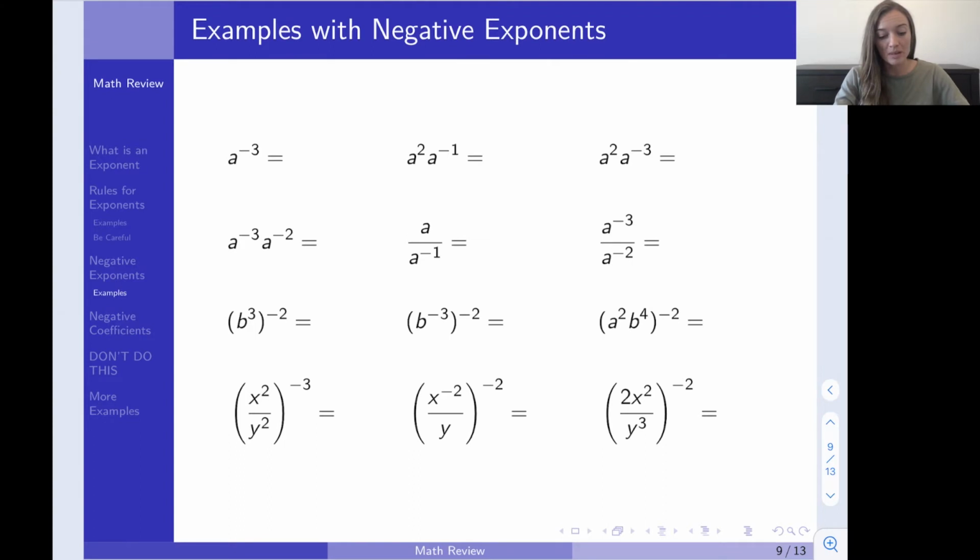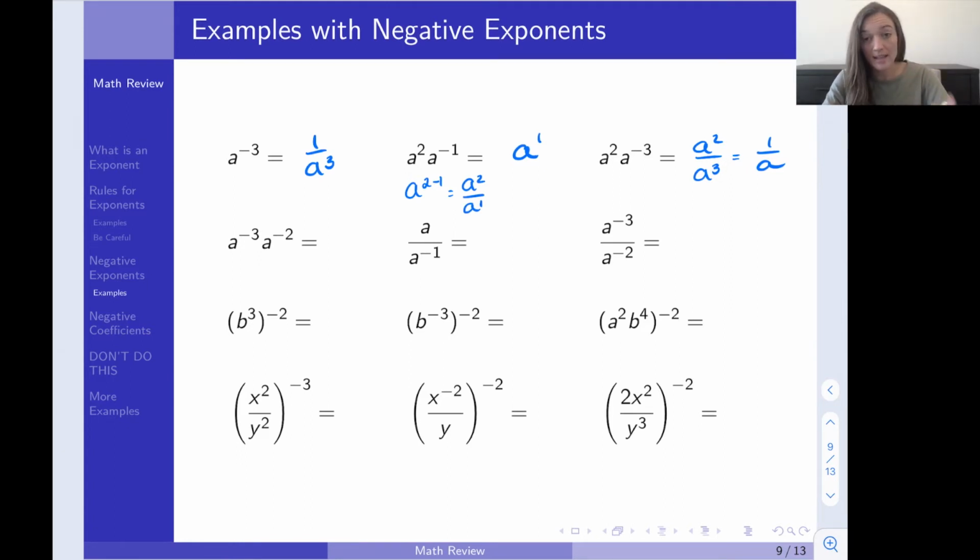Okay, now let's do some examples with negative exponents. So a to the negative 3 is just 1 over a cubed. a squared times a to the negative 1 is going to be a to the 2 minus 1, or you could also think of that as a squared over a to the 1, and that will give us a to the power of 1, so just a. And then we have a squared times a to the negative 3, so this will give us a squared over a cubed, which is equal to a to the negative 1, or just 1 over a.